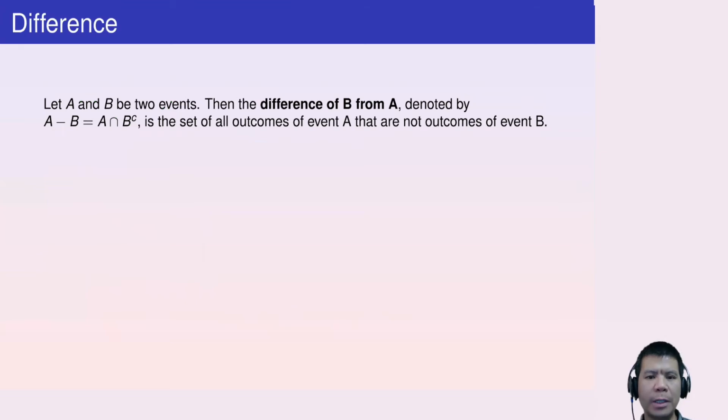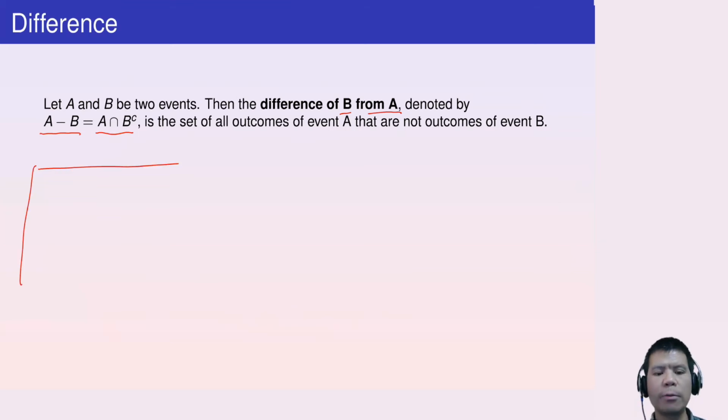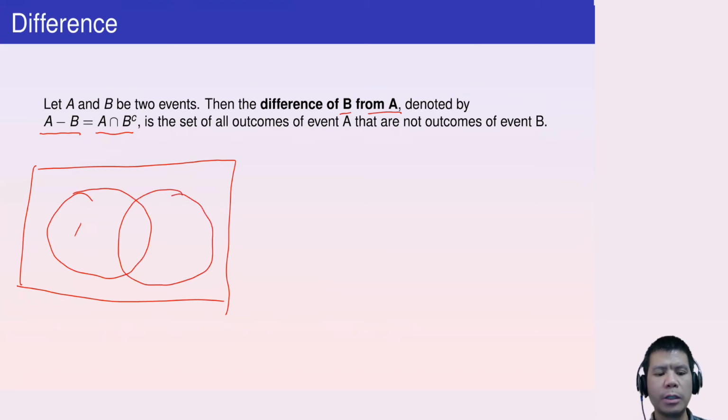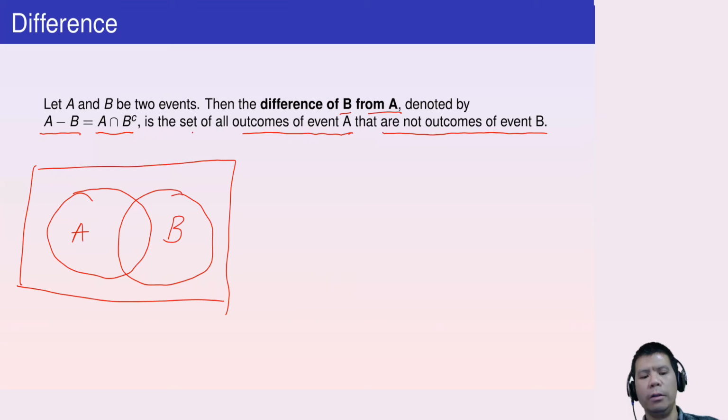The next thing we are going to talk about is the difference. The difference of B from A, denoted by A minus B, is the intersection of A and B complement. Okay, so in a Venn diagram, I'm going to show you this. This is A, and this is B, and it's a set consisting of all the outcomes of A that are not outcomes of B.